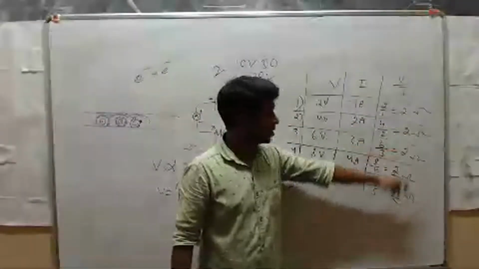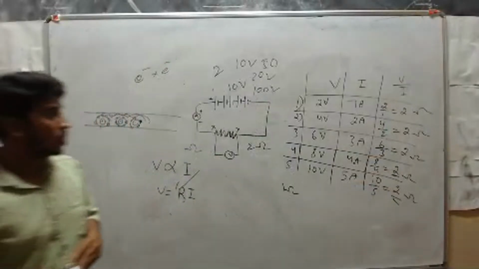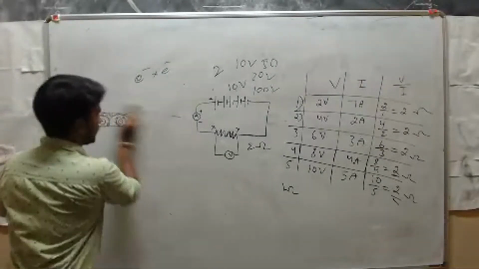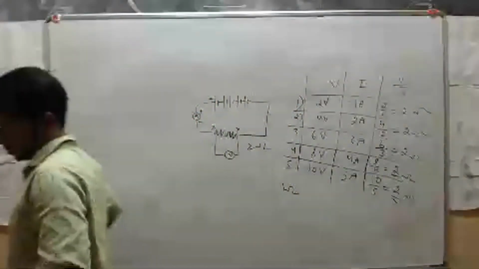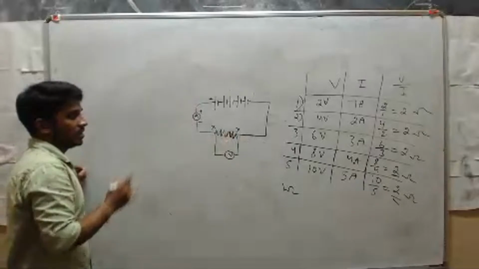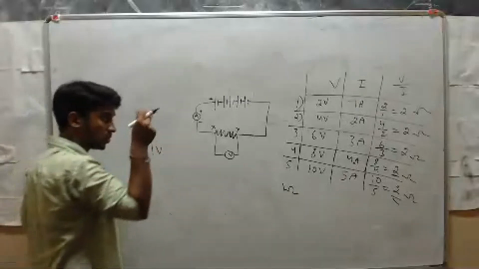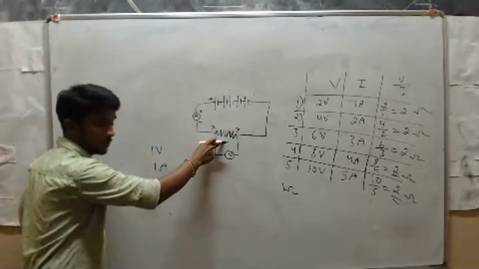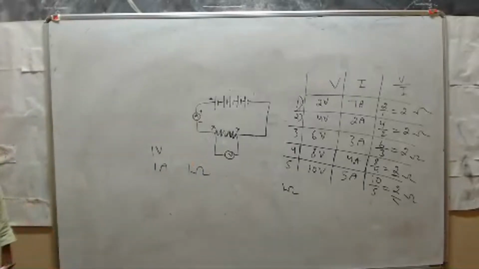So clear, right? What does this constant value represent? It represents the flow of opposition. Now, what is the meaning of 1 ohm? See, you have one conductor. If the voltage across this conductor is 1 volt, and the current passing through this conductor is 1 ampere, then we say that the flow of opposition from this conductor is 1 ohm. Clear? Are you getting my point? That is the meaning of 1 ohm.